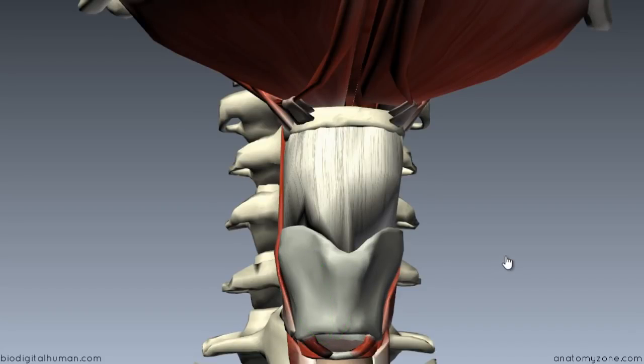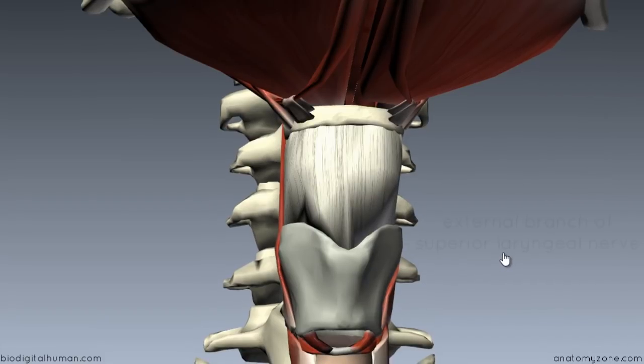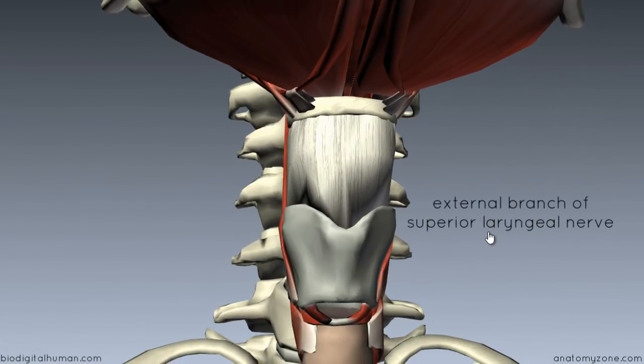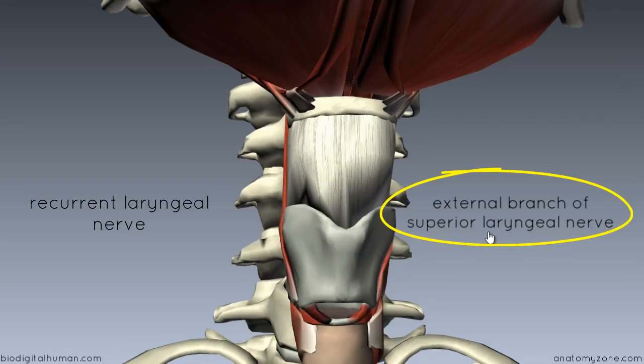The cricothyroid muscle is innervated by the external branch of the superior laryngeal nerve, which comes from the vagus nerve. Out of all the intrinsic muscles of the larynx, which I'm going to talk about, this is the only one which is innervated by the external branch of the superior laryngeal nerve. All the rest of the muscles which I'm going to talk about are innervated by the recurrent laryngeal branch of the vagus. So remember that this one's an exception, and it's innervated by the external branch of the superior laryngeal nerve.